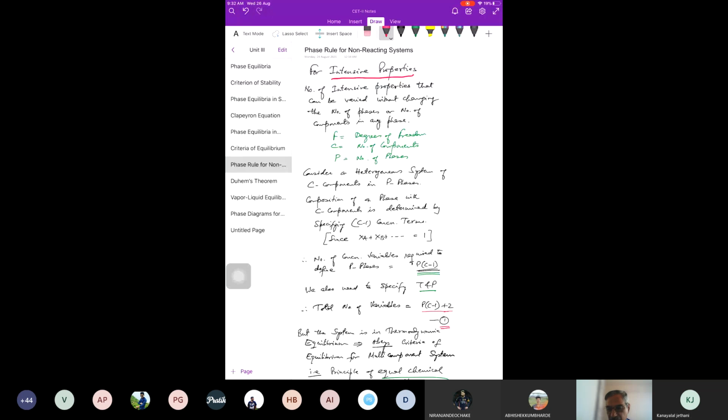So what are the examples of intensive property? Abhishek. Sir, density. Density, okay, good. Or temperature, pressure. Temperature and pressure are the most common intensive properties, and refractive index also. And extensive property example?